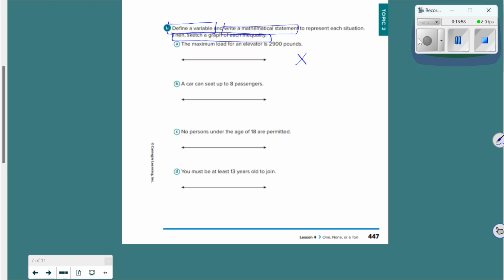Go. The maximum load for an elevator is 2,900 pounds. So what is our problem talking about? What is X representing? The number of pounds.